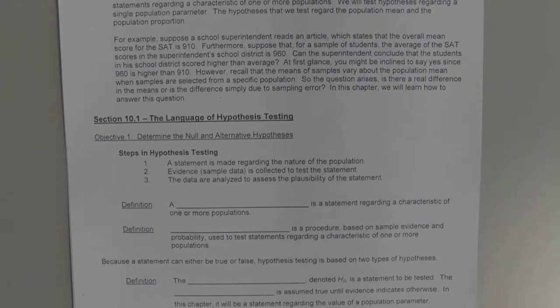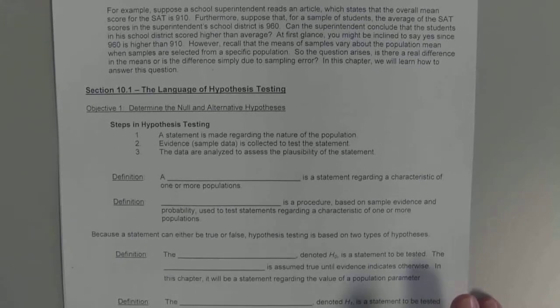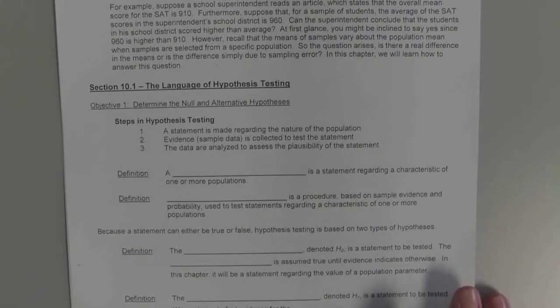So 10-1 is no calculating, which might be good for you. Some people don't like numbers, so 10-1 is all about language and vocab. So let's see how far we can get. 10-1 is the language of hypothesis testing. Objective 1 is to determine the null and alternative hypotheses. Right there, guys, those are our first vocab words, all right?